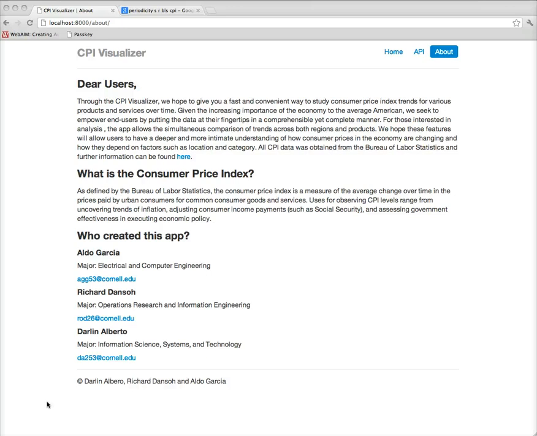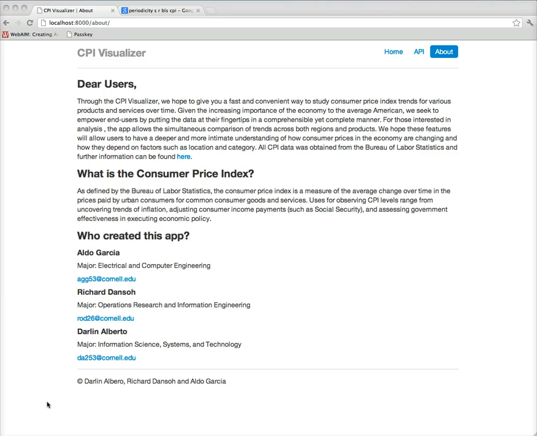For our final project, we built an app that we call the CPI Visualizer. Now, as a brief introduction, what is a consumer price index and what is it used for? It has various uses, but one of its most common uses is as a way to detect inflation. Essentially, it keeps track of the change in prices across different major categories in the United States, throughout pretty much all the regions in the United States.